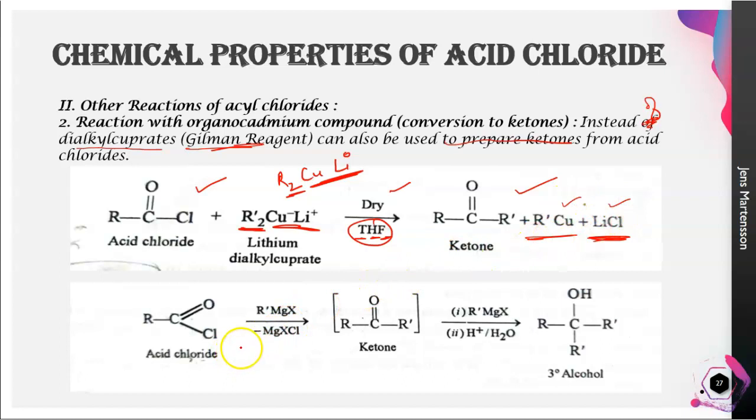Correct. They have also shown the reaction of acid chloride with Grignard reagent, which also leads to the formation of ketone, and upon hydrolysis it is going to give you tertiary alcohol. So we have seen the reaction of acid chloride with organocadmium compound. Not just that, we have seen its reaction with dialkyl cuprate as well as Grignard reagent. Correct. Proceeding further in the same case.